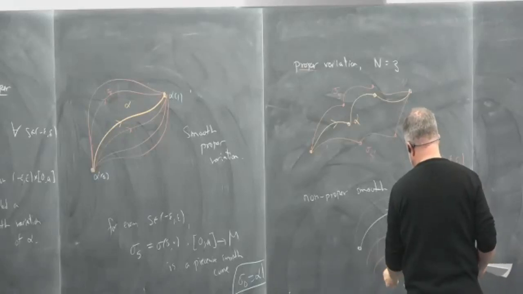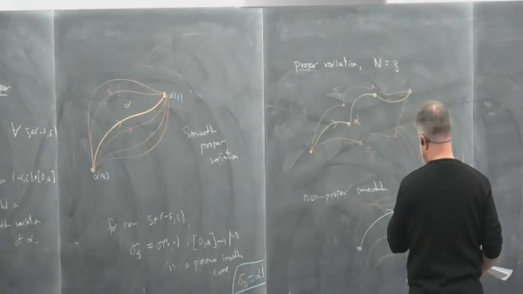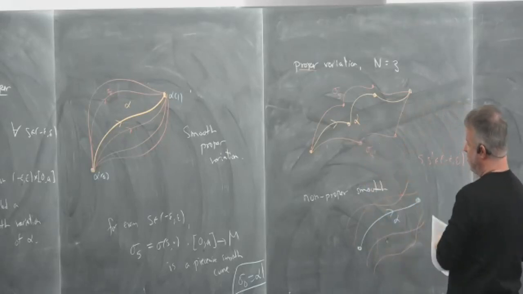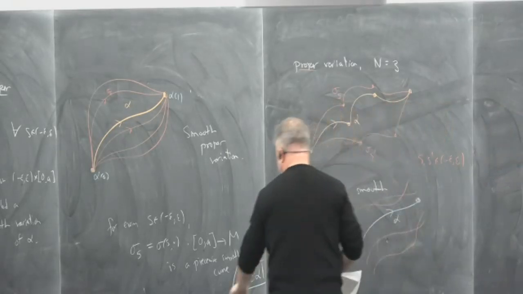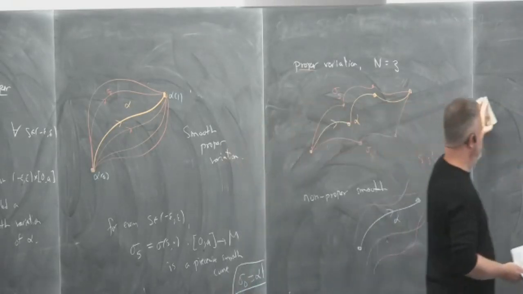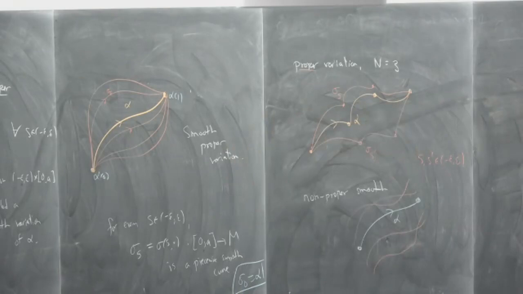And there's no reason why they don't cross, right? Even there, they could still cross. I have a smoothly varying family of curves passing through the curve alpha at s equals 0.